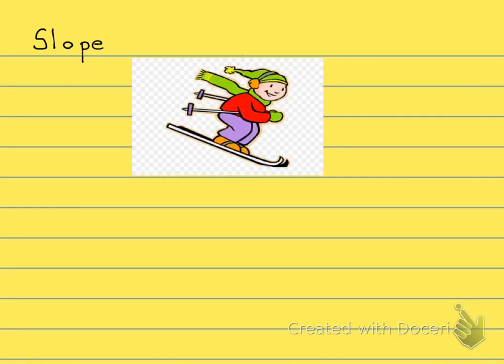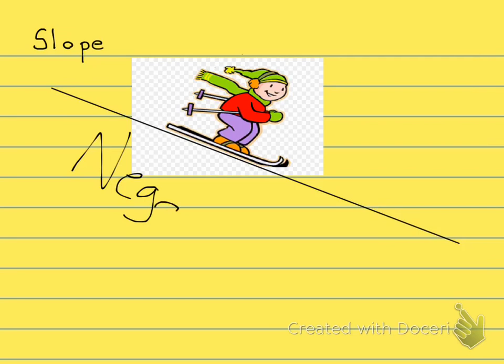All right, video quiz. You ready? What kind of a slope would this person be skiing on? Well, let's see. The line would look like this. From left to right, it's going down. This would be a negative slope. Okay. All right, slopes. Hit the slopes.